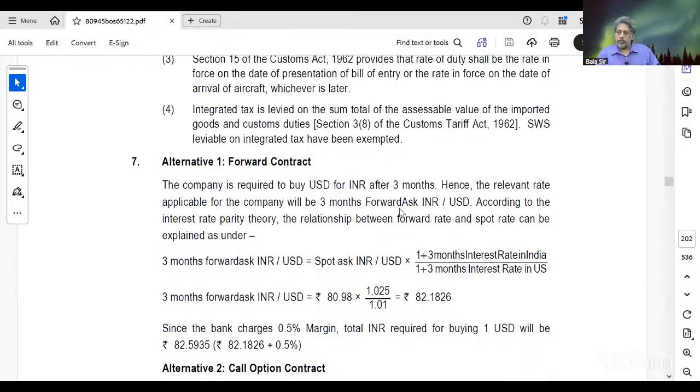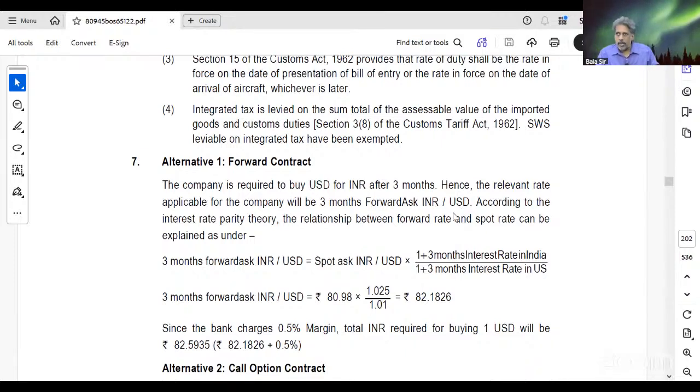Hence, the relevant rate applicable for the company will be the 3 months forward INR rate. And why 3 months? Because you have a payment in 3 months' time, as per the question. So therefore, you define the forward rate taking the spot rate. What is the spot rate? 80.98, the relevant rate because you're going to buy dollars.